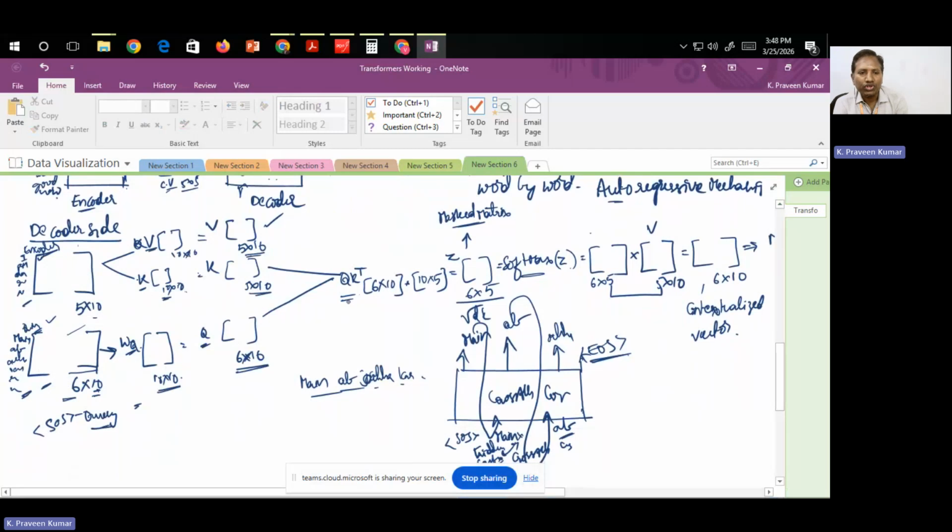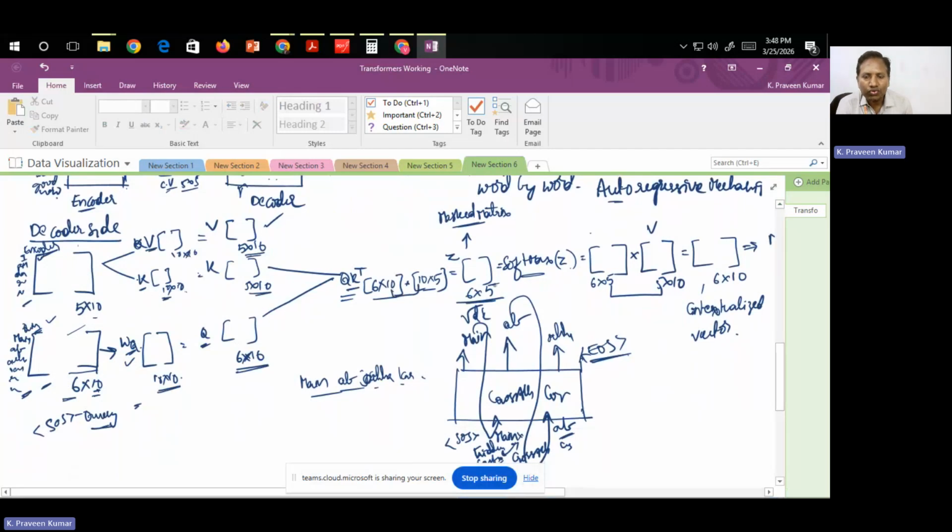So QK transpose. Here we are calling this the cross attention. Why are we saying cross attention? Here the Q is coming from a different sentence and K is coming from a different sentence. Previously Q, K, V all came from the same sentence. If Q, K, V vectors are coming from the same sentence, we call it self attention. If they are coming from different places, that is, the query is from a different sentence and K, V are from a different sentence, we call it cross attention. So again here we are performing the Q dot product K transpose, 6 cross 10 into 10 cross 5. So I'm going to get my Z as 6 cross 5.